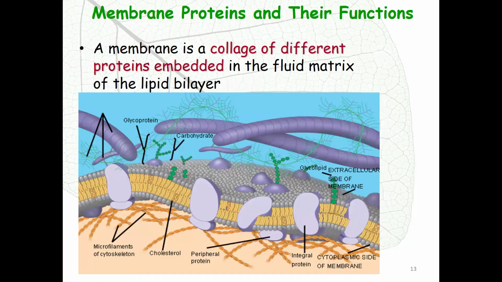Here you can see the membrane is a collage of different proteins embedded. I told you, here is the protein, protein, protein. Lots of proteins are coming out, and the microfilaments I previously told you about, these are the actin cytoskeleton, rope-like structures. Cholesterol is here. This part is glycoprotein, and this part is carbohydrate.